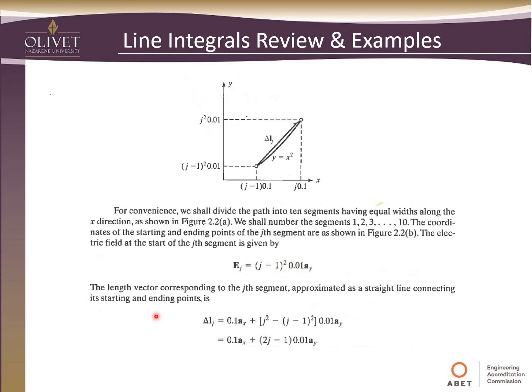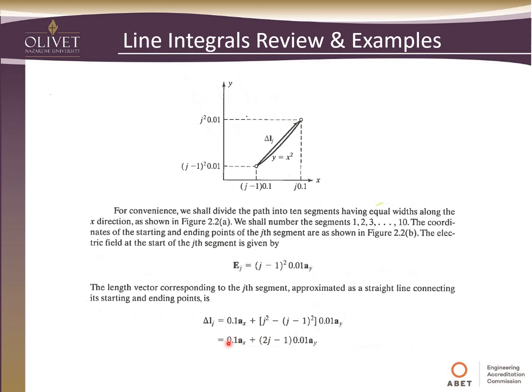So the length vector corresponding to these j segments, we can again approximate as a straight line. And so these delta Lj's are going to be 0.1 ax, so we're moving along the x-axis 0.1 at a time. And then it's going to be plus (j squared minus (j minus 1) squared) times 0.01 in the y direction. Remember, it's y equals x squared. So we're moving over this much in x, and then we're going up this much in y.